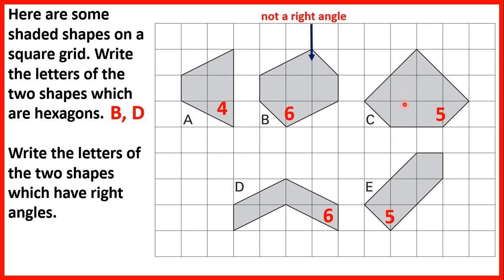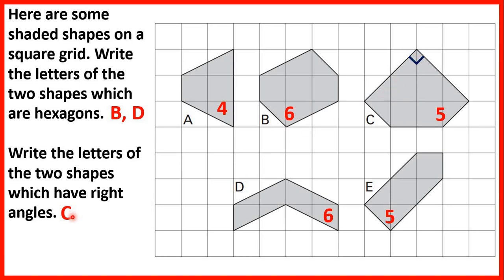Now if we look at shape C, this angle here at the top looks like it might be a right angle, and we can go down 2 and across 2 to get to the line, and in the other direction again down 2 and across 2. So we're going down and across by the same number of squares to get to the line, or we could go down 1 across 1, down 1 across 1. So this angle here is a right angle.